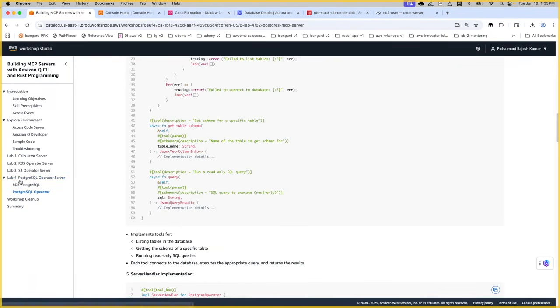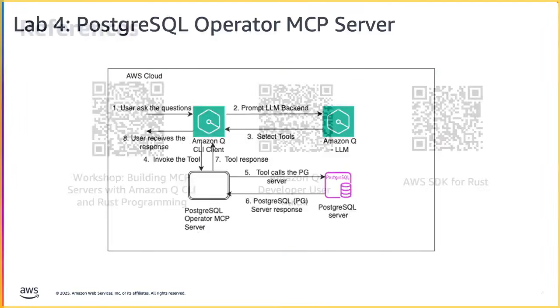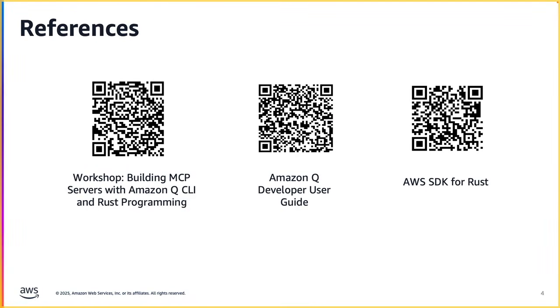Going back to the slide here, as before, we will be concluding with a set of references. The first one is this workshop that we just talked about. This is a QR code that contains all four labs that we just saw. The second one is the Q Developer user guide, which also has the links to the Q CLI. And throughout this course, we have used the Rust programming language, so here is the QR code for the AWS SDK for Rust.